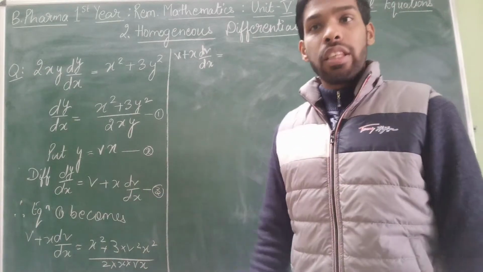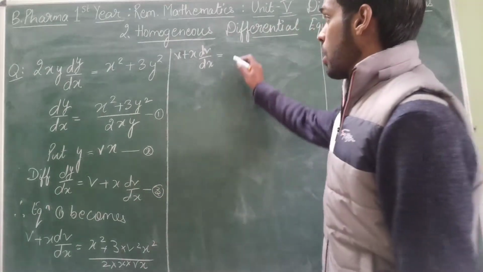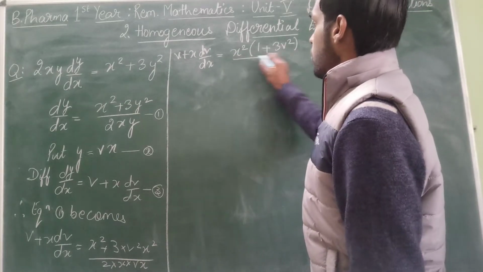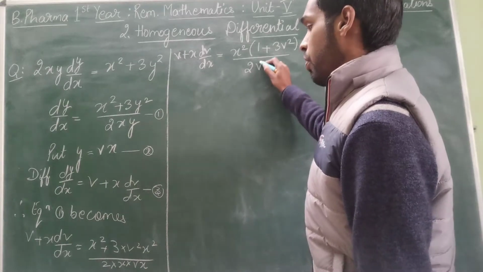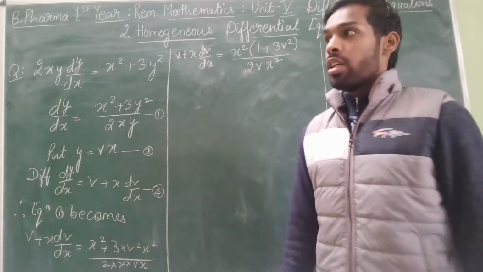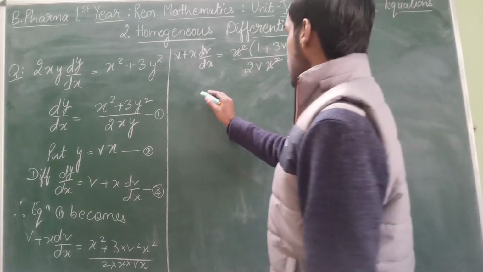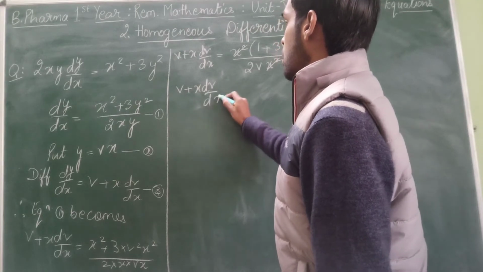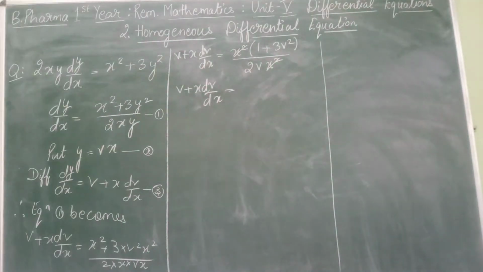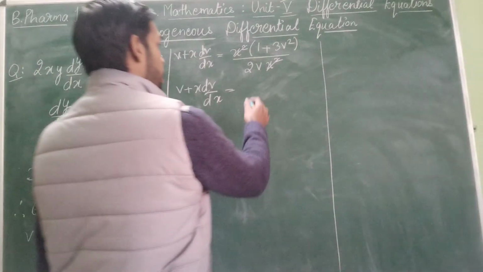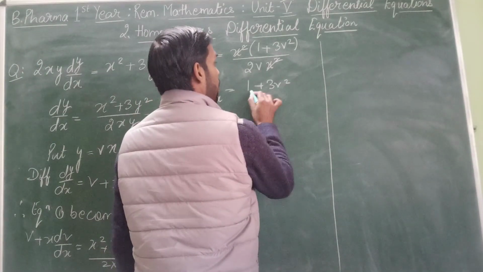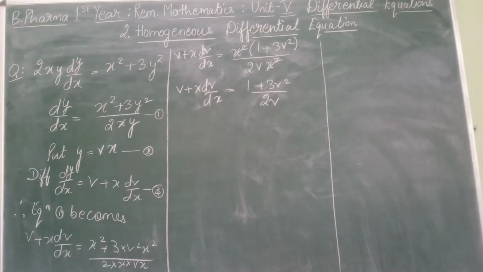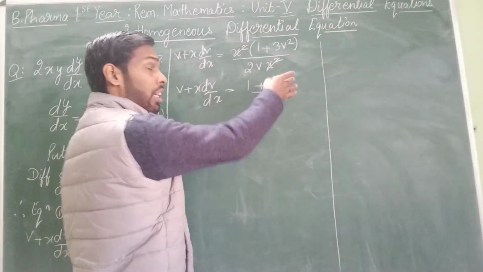See, can you see anything common in the numerator? In the numerator there is common x square. So (1 plus 3v square) upon 2v x square. So I think this x square will be eliminated. After that, v plus x dv by dx will be equal to (1 plus 3v square) upon 2v. After that, you can take this v on the right hand side.